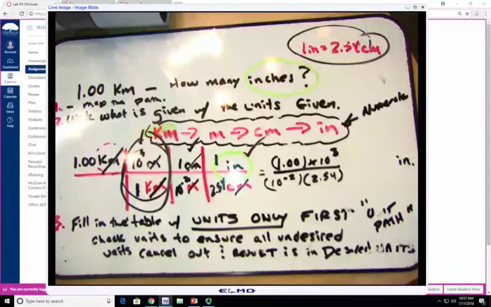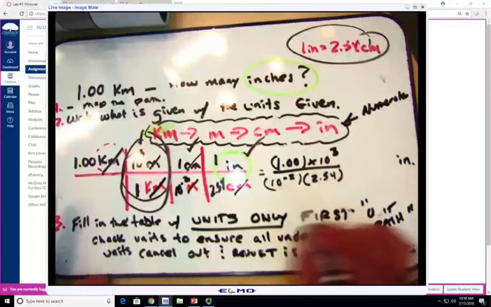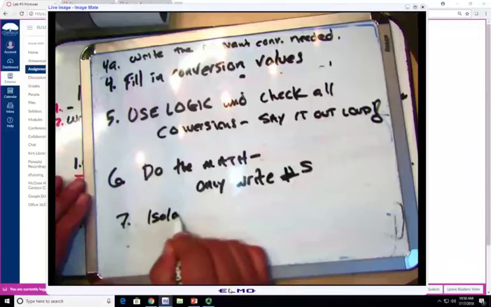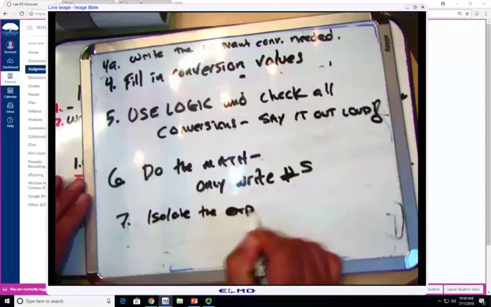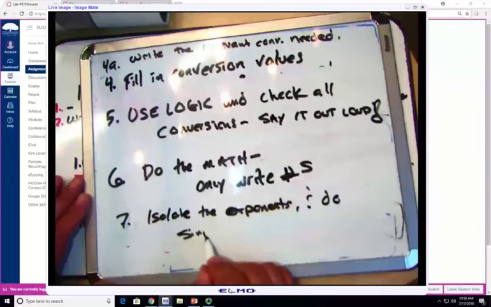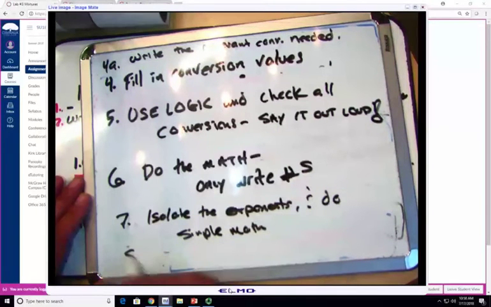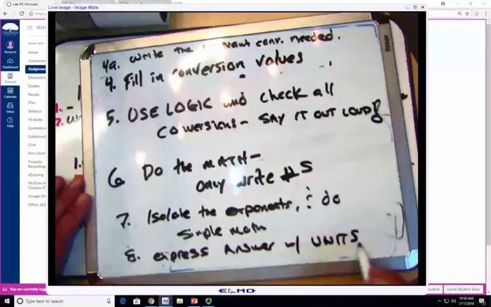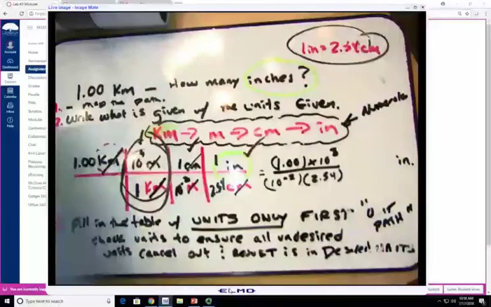Okay, so now at this step, you can use your calculator and use exponents, right? And get your answer. And I always want you to check your answer using scientific notation multiplication method. So that would be step 6 or 7. Isolate the exponents and do simple math. And that's it. And then lastly would be express your answer with the right units. With units. Always put the right units and check your units in your answer. Okay. Well, I'll leave that up for a second.